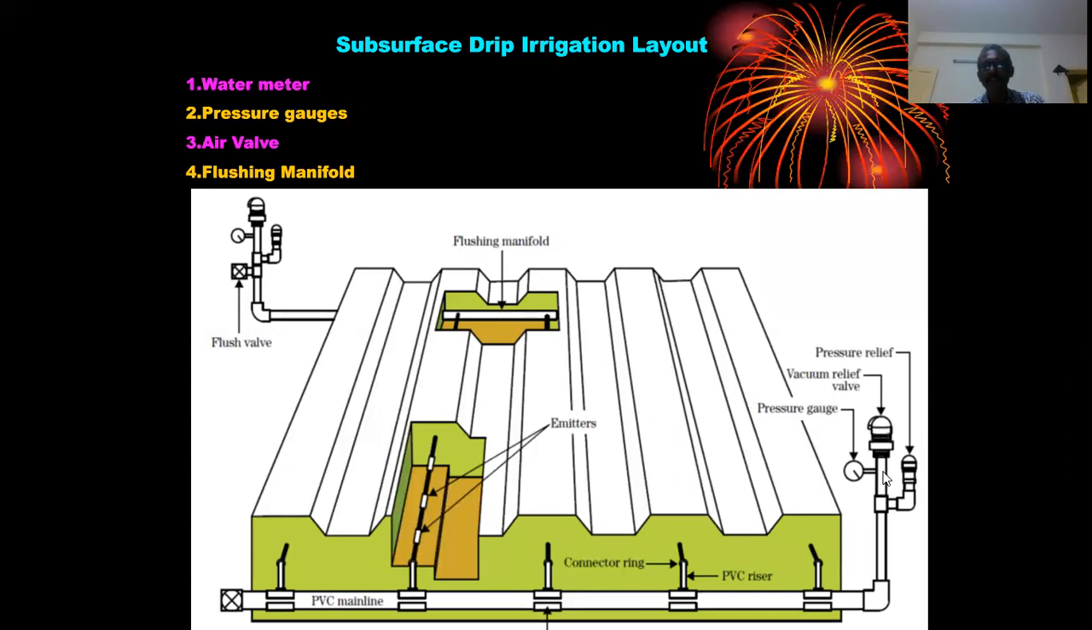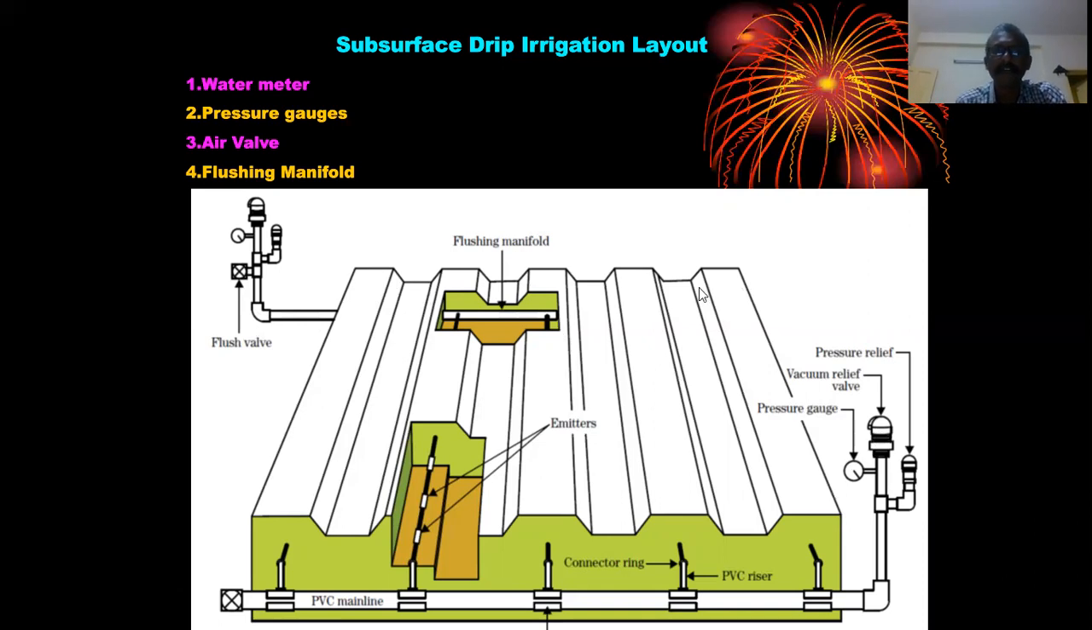And see here, on one side of the submain one valve is provided, and on the other end another valve is provided. So at least one valve should be provided. I told in the last class itself that even four valves are recommended, one on this side, one on this side, and another on this side also.